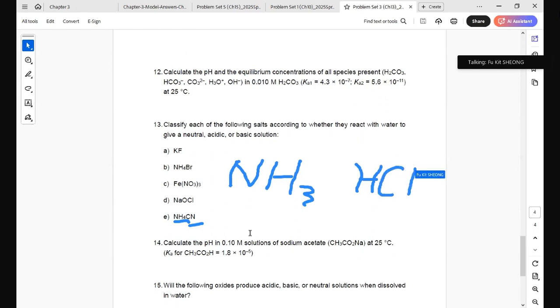If you have a salt that comes from an acid and a base, the acidity is determined by the stronger side. And how do you determine whether ammonia is stronger or hydrogen cyanide is stronger? You need to compare the Ka and Kb.